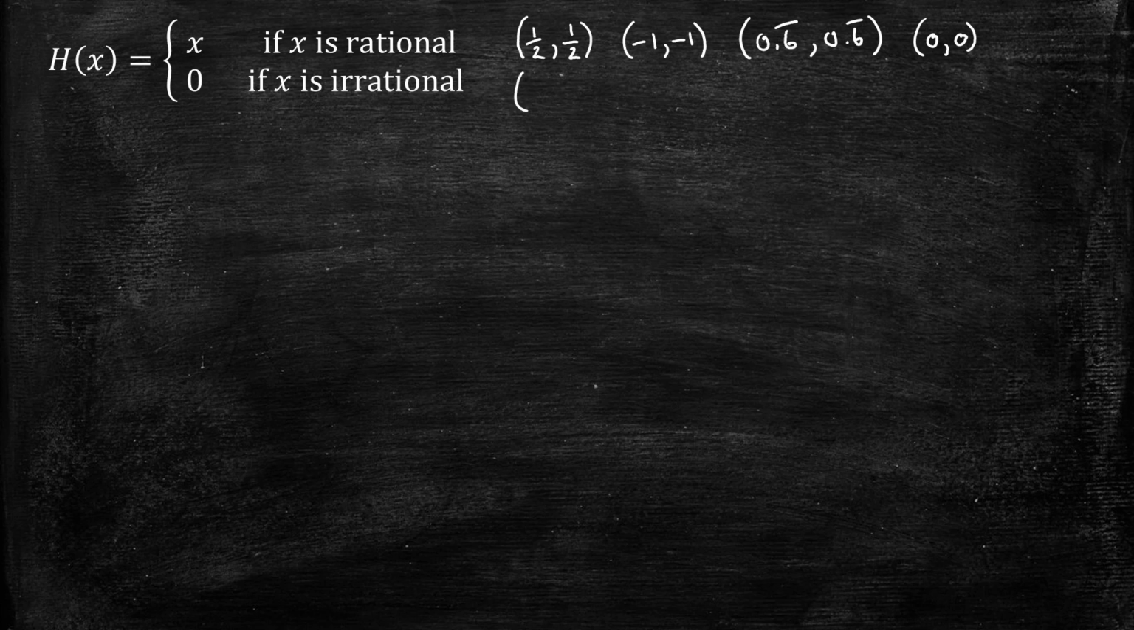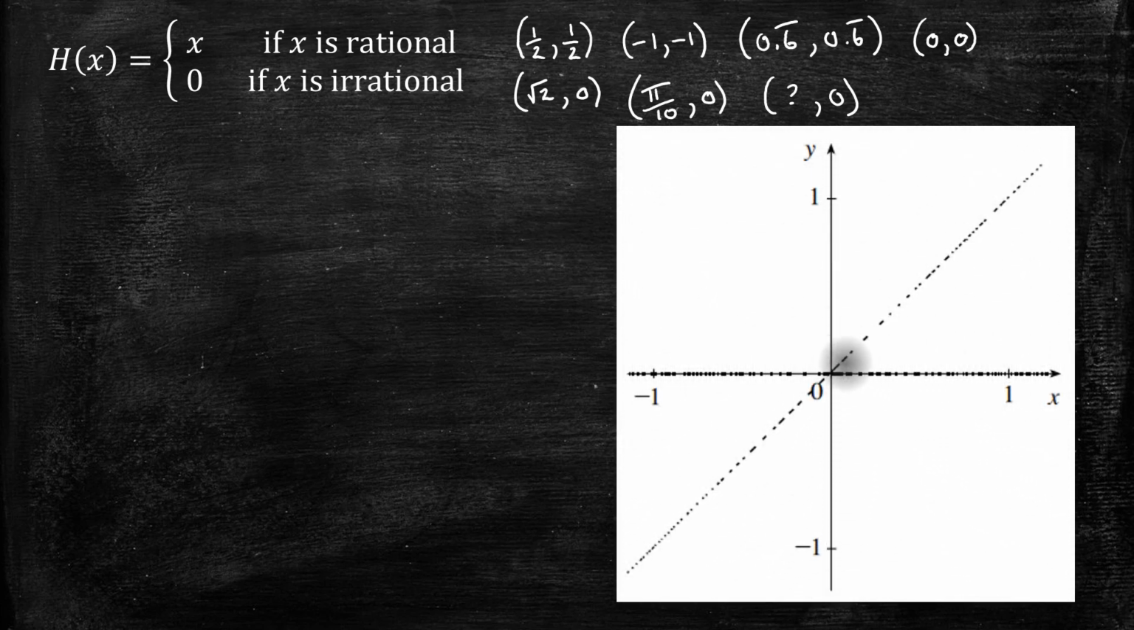What about irrational numbers? Irrational numbers would be something like the square root of 2, which is neither repeating nor terminating decimal. And even pi is irrational, so therefore pi over 10 is irrational. Pi over 10 comma 0. So you can imagine, pick any irrational number for x, and the y value is going to be 0. So hopefully you can envision this emerging. And this graph is pockmarked, tons of holes and gaps, and it's sort of composed of two components.